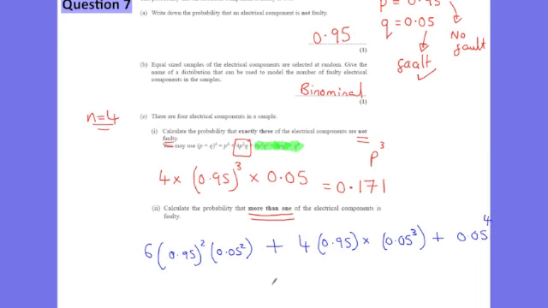Adding all of this up and giving your answer correct to 3 decimal places, 0.014. This is the probability that more than one, doesn't include one, more than one of the electrical components is faulty, either 2, 3, or 4. Adding them all up gives us a total probability.